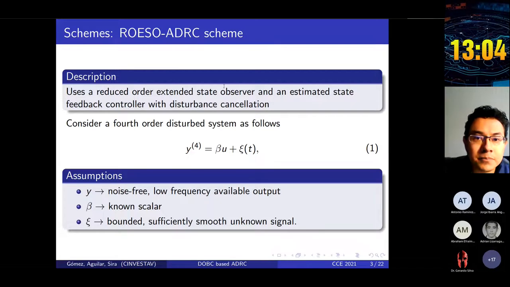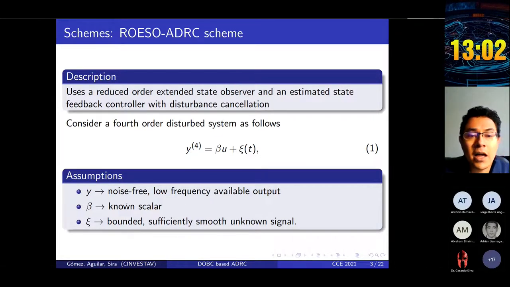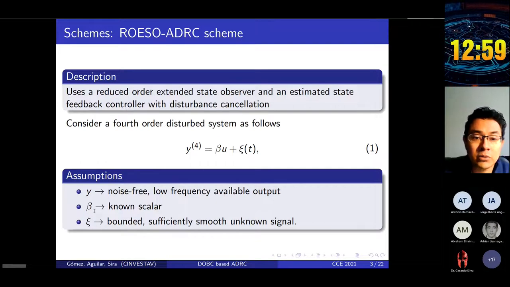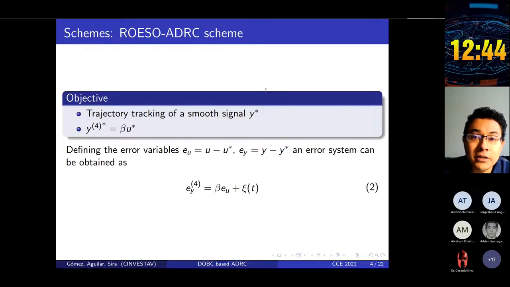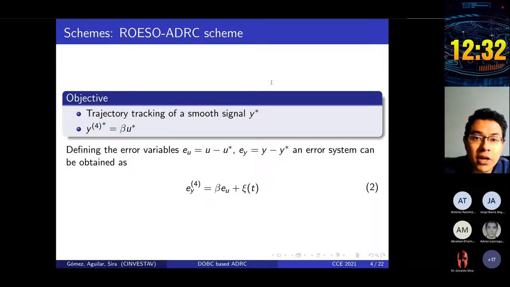Yes. Okay. So we start from the fourth order system, and some assumptions need to be made: noise free in the output, a known scalar gain named beta, and a bounded, sufficiently smooth unknown signal, psi. Okay, we want to accomplish a trajectory tracking task of a smooth signal y star. We define the nominal control as the one that reaches the main task for an unperturbed system. If we define the error as presented, the error system can be obtained as shown in equation two.